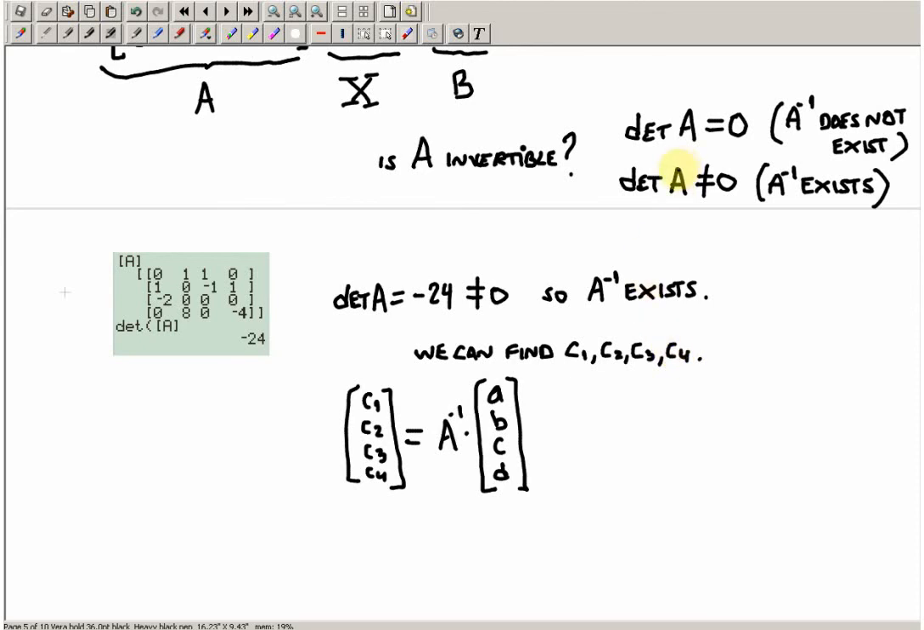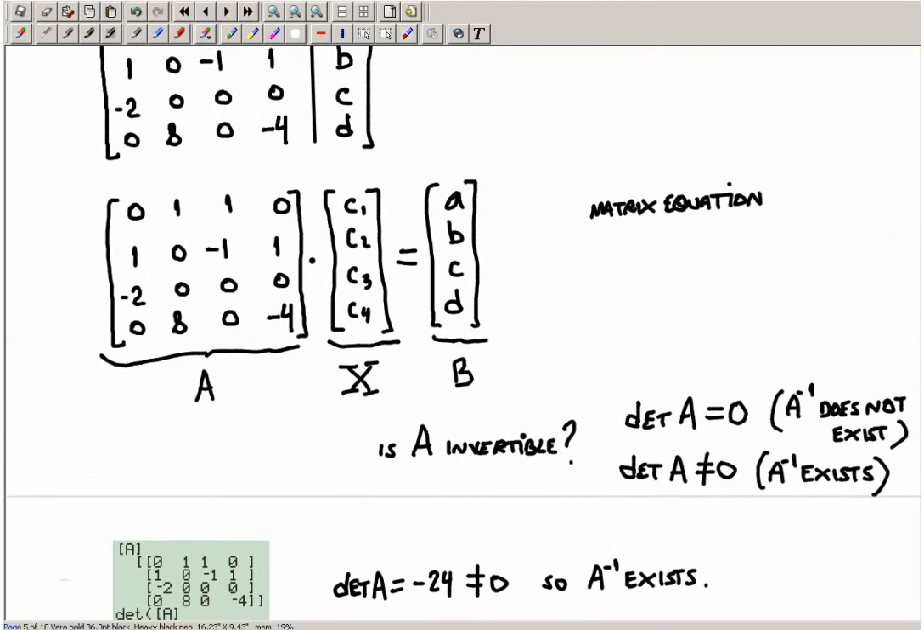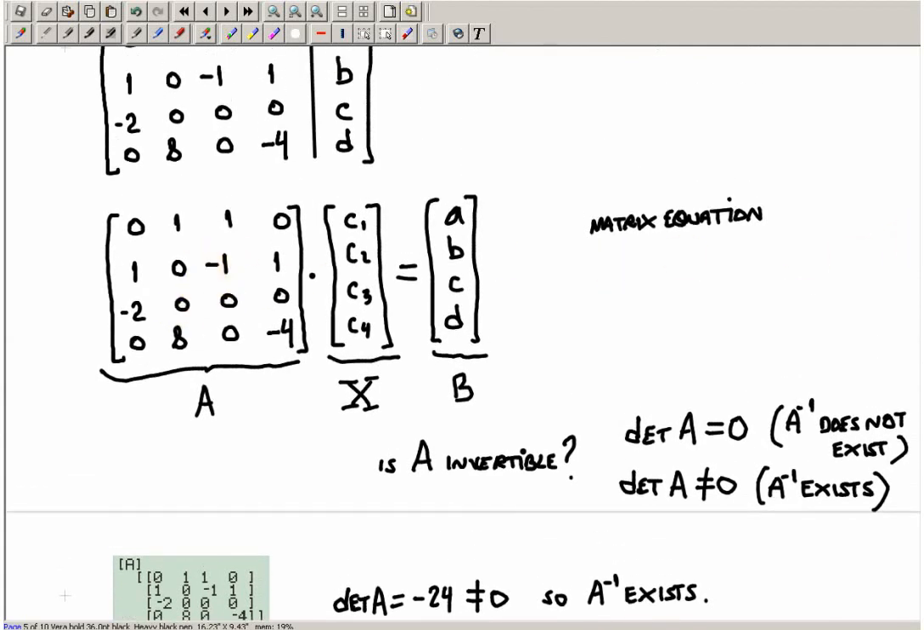So let me write that down here because it's important. If the inverse exists, then we can find the scalars. But if the inverse does not exist, don't assume that we cannot find the scalars. Maybe they don't exist, maybe we cannot find them, but maybe we still can. So in this case, it worked. The coefficient matrix is invertible, and that means it's done. We are able to find the scalars.